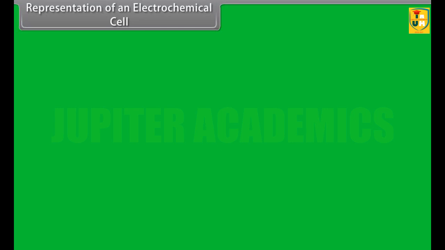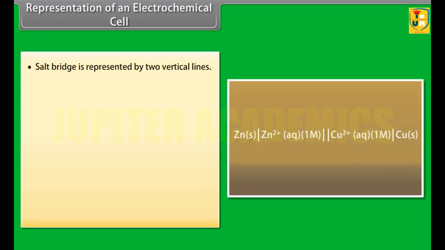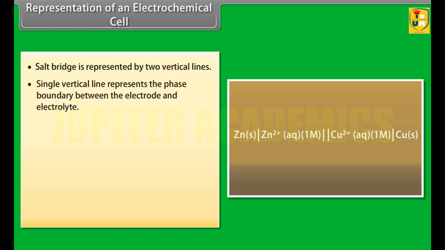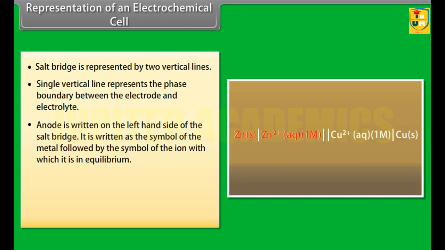Representation of an electrochemical cell. An electrochemical cell or a galvanic cell is represented in a manner as follows. Salt bridge is represented by two vertical lines. A single vertical line represents the phase boundary between the electrode and electrolyte. Anode is written on the left-hand side of the salt bridge.